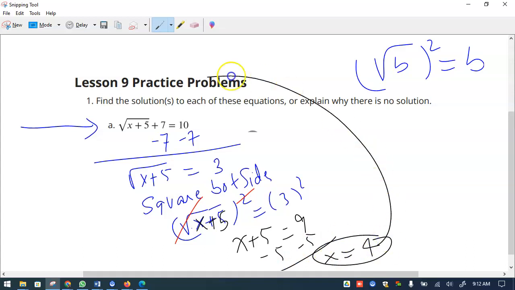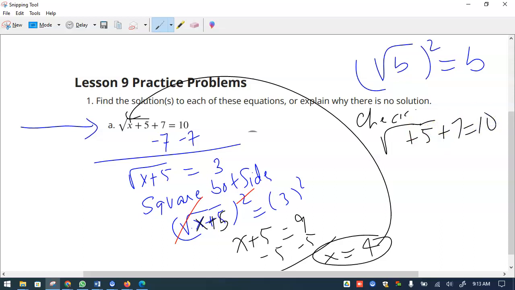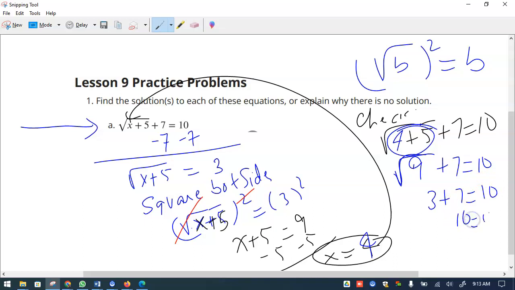And you can plug it in and check if you want to see whether the answer is correct. We want to know whether the equation balances. So if you replace x with 4, the whole radicand becomes 9, and the square root of 9 is 3. And 3 plus 7 is 10, so 10 equals 10. That is true, so this answer is correct.